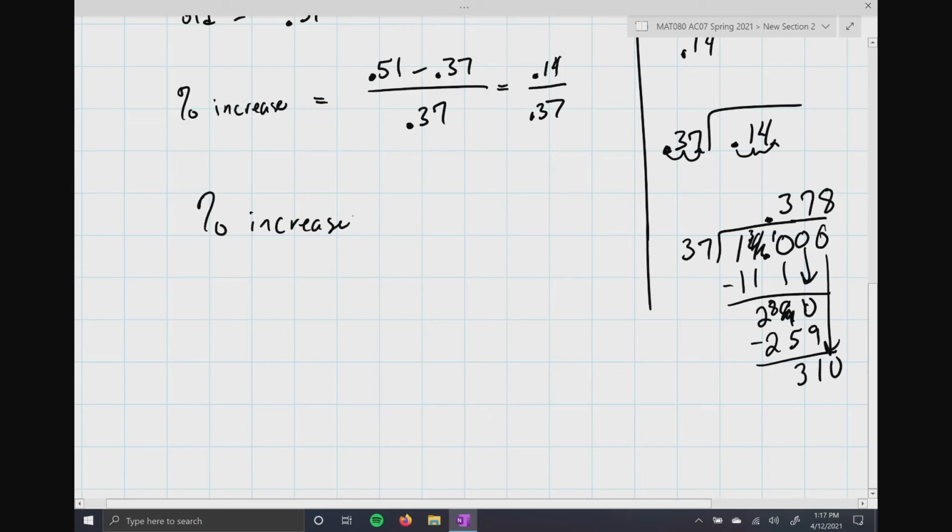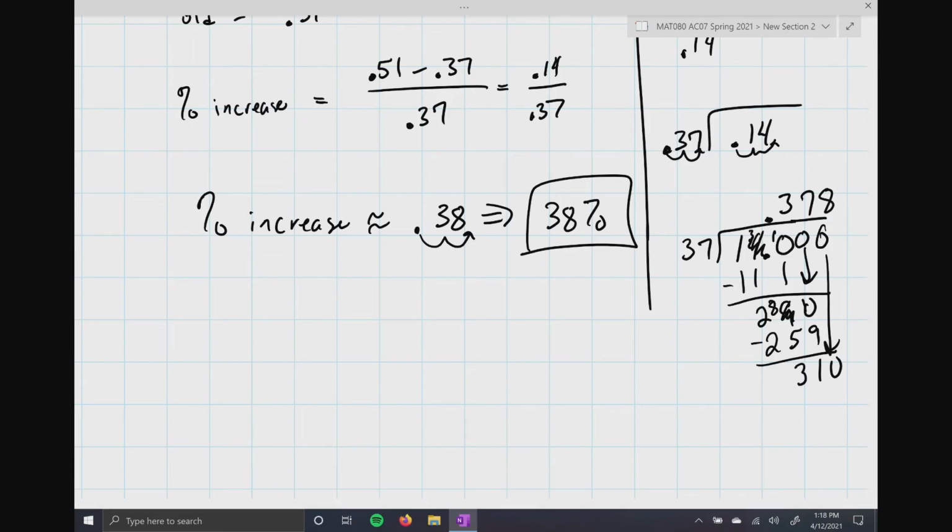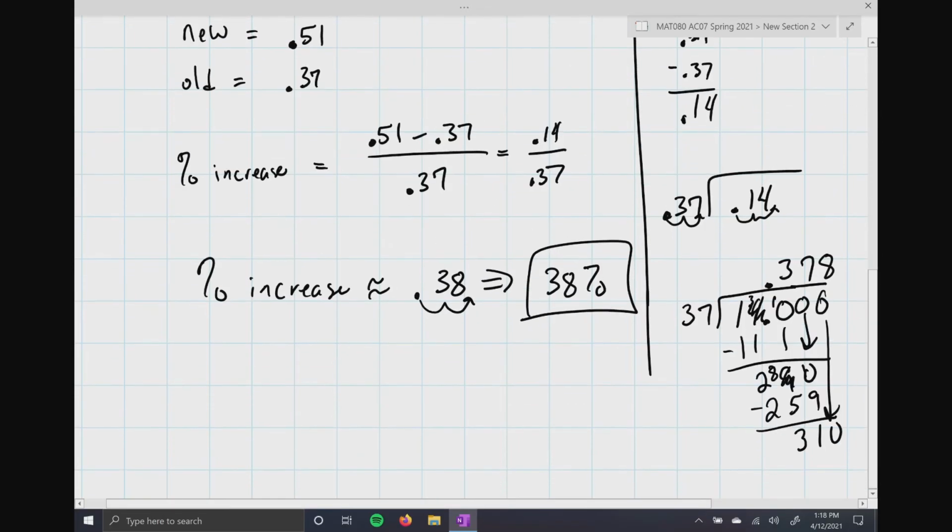So far, my percent increase is approximately 0.38, which as a percent, we know to change a decimal to a percent, you move the decimal place 2 places to the right, and you put your percent symbol. So it's gone up 38% since 2002, I'm sorry, 2002. So, that's how we calculate percent increase.